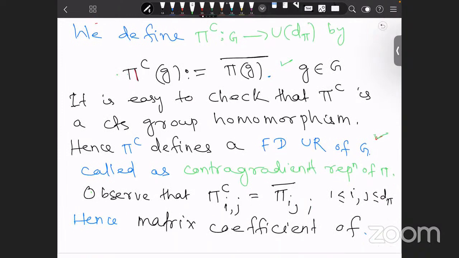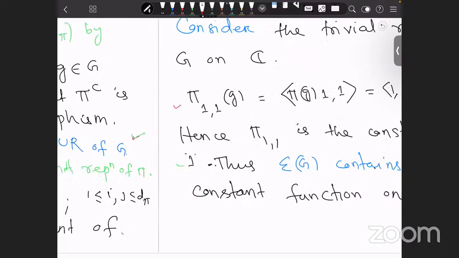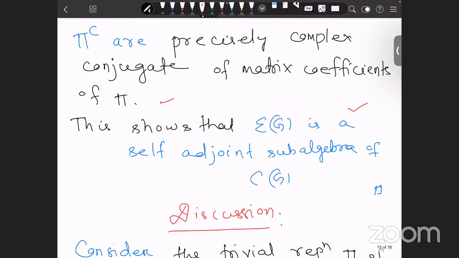Observe that π^c_ij is nothing but the complex conjugate of π_ij, by definition, because π^c is defined by simply taking the bar of π. Hence one gets that the matrix coefficients of π^c are precisely the complex conjugates of the matrix coefficients of π. So if π is finite dimensional, π^c is finite dimensional, which means E(G) is a self-adjoint subalgebra of C(G).